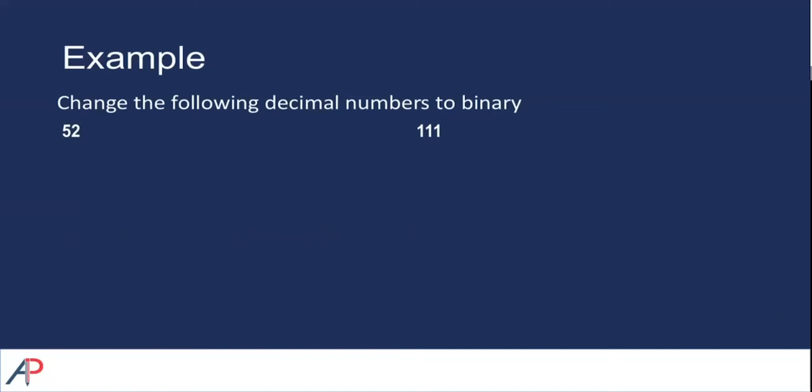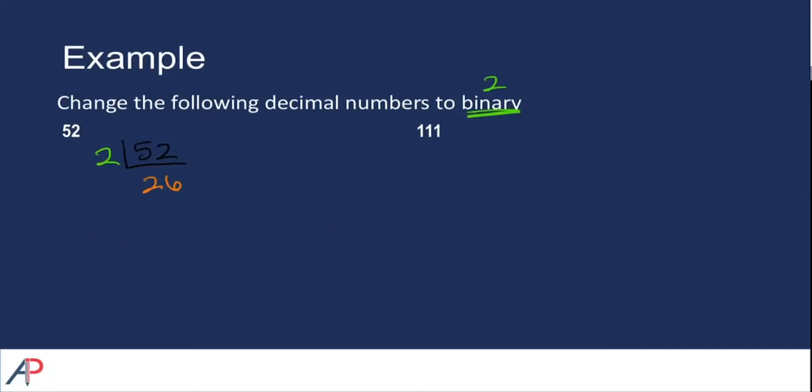So we start with the number 52 and we are going to divide it by the base. The base that we're trying to convert it to, because it's a binary number, is base 2. So we will divide 52 by 2. Upon division, you should get that your quotient is 26 with a remainder of 0. We are going to divide again because our quotient is not 0 yet. So we're going to keep going until our quotient is 0.